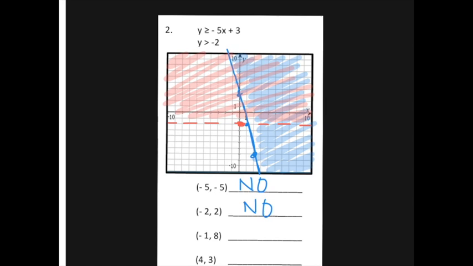Then I have my negative 1, 8, 1, 2, 3, 4, 5, 6, 7, 8. That is right on the double shaded area. So that's a yes. Then at last, we have our last point, 4, 3. 1, 2, 3, 4, 1, 2, 3. That's definitely in the double shaded area.